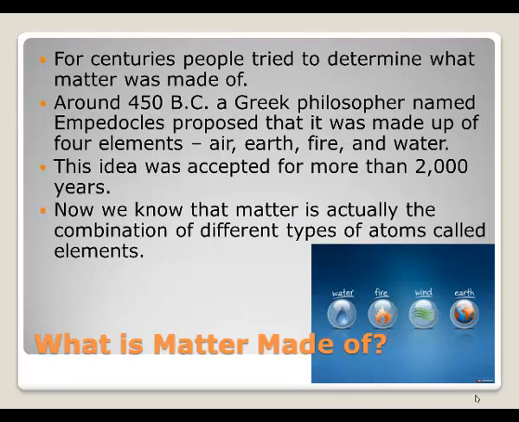So for centuries, we tried to determine what matter was made of. And then around 450 BC, the Greek philosopher Empedocles proposed that matter was made up of 4 major elements. And those 4 elements were air, earth, fire, and water. And this idea was accepted for a very long period of time. Close to 2,000 years, people believed in his theory. Now we've come to the conclusion through some experimentation that matter is made up of more than just these 4 basic elements that he proposed.